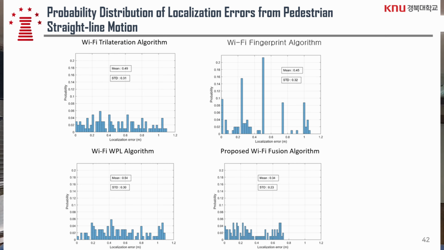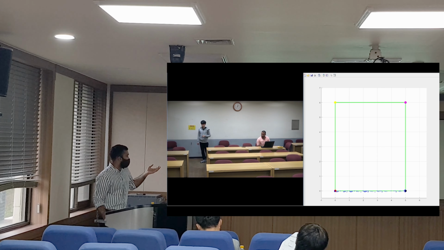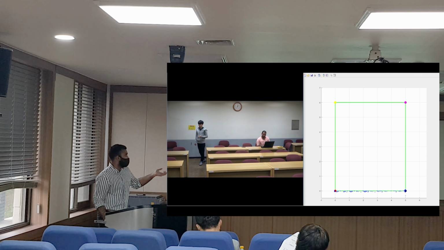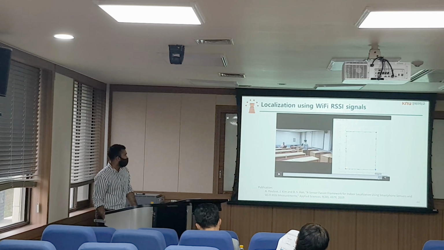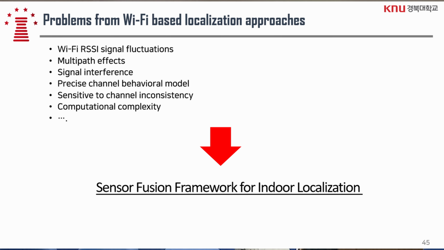The system is not very accurate, or the system is useful in a limited context, and processing the RSSI signal takes some time and delay, and the RSSI fluctuation in real time does not give a very accurate result. So the user movement is also not very flexible. The user is also limited when we consider the RSSI data. So when we consider RSSI based localization, there are RSSI signal fluctuation, multipath effect, signal interference, channel behavior model, sensitivity to channel inconsistency, and computation complexity.